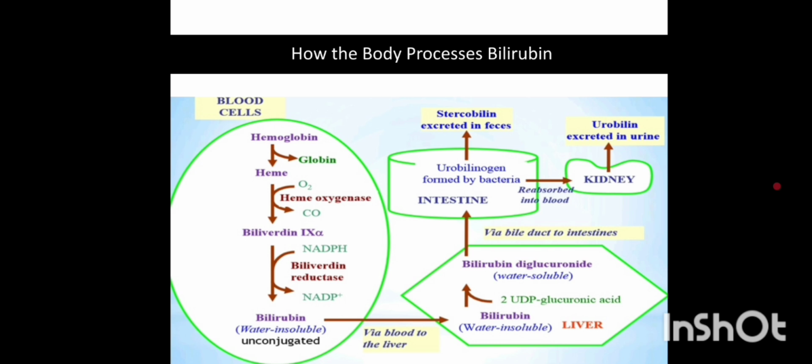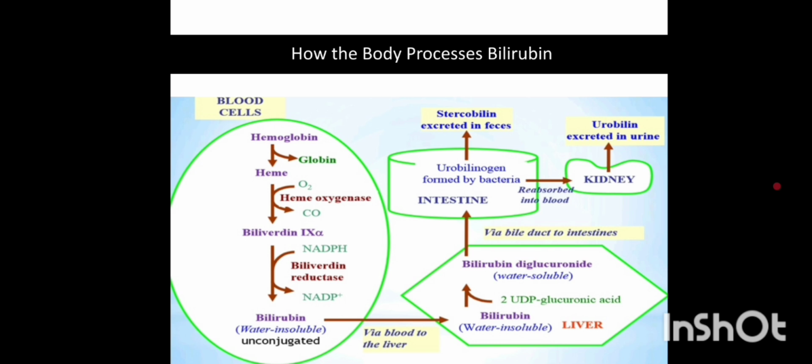In the liver, bilirubin undergoes conjugation. UDP-glucuronic acid attaches to bilirubin, turning it into bilirubin diglucuronide, water-soluble, conjugated. Now it's like mixing oil with detergent. It can dissolve. This allows it to be excreted into the bile.